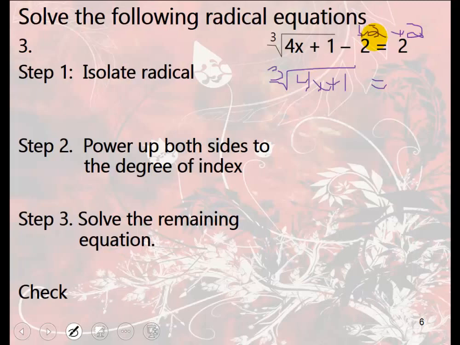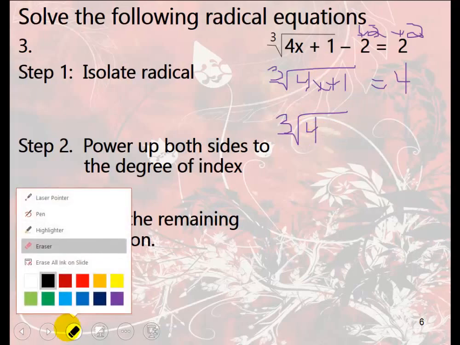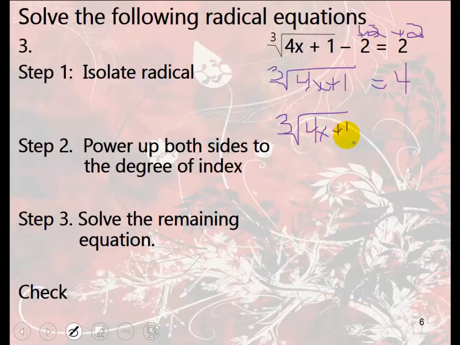Now, I have to power up both sides. I got to power it up to 3. So I'm going to cube both sides. Whenever I power up the same as the index, then they undo each other. So you actually end up with just like exponent of 1. So I have 4x plus 1 is equal to 64.